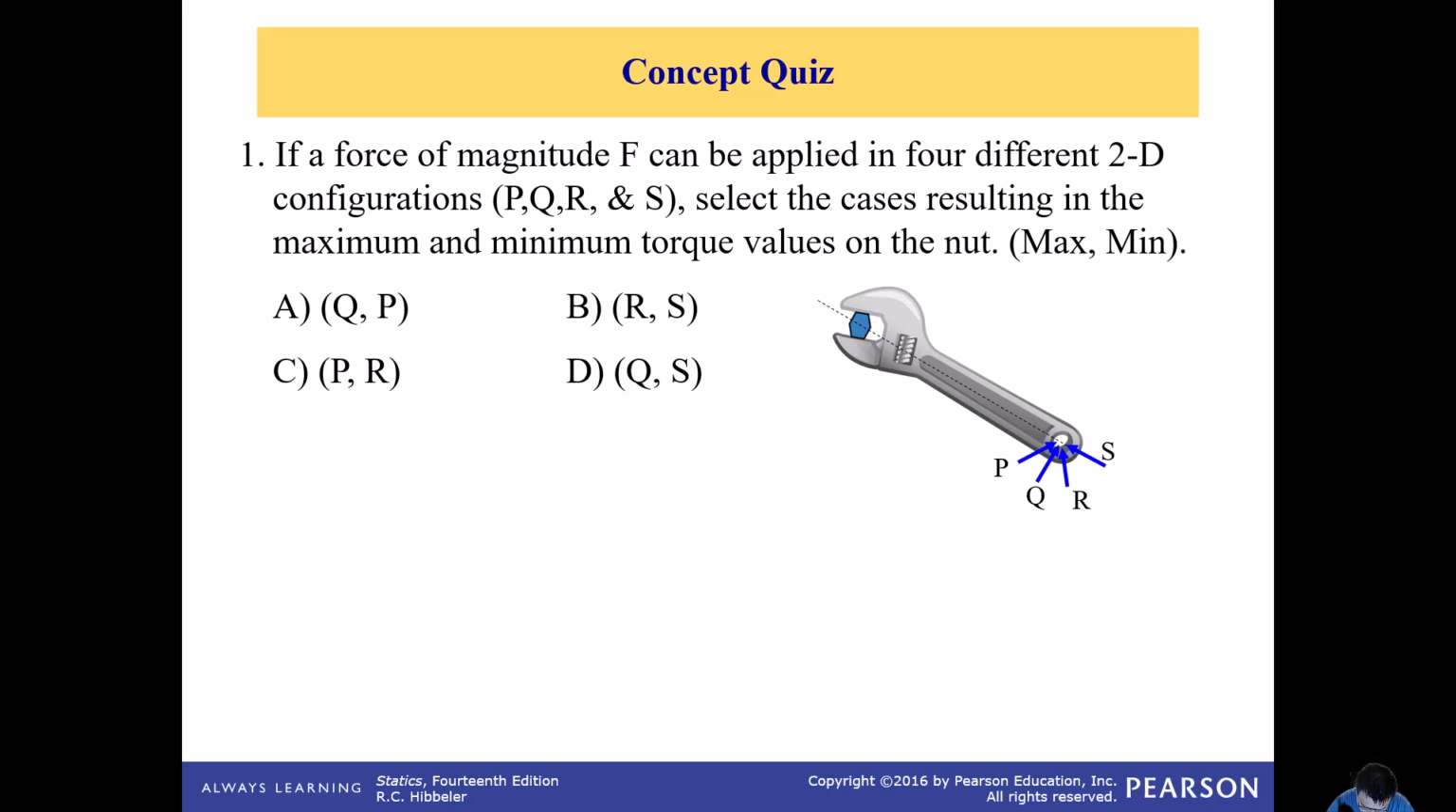Why is the torque minimum when the force is in the x direction? Because if the force is acting along the x direction, the distance between the point and the force's line of action is 0. The point is just on the line of action, which means the torque will be 0. So this is the minimum. And for Q, because we always calculate the perpendicular distance, if the force is working in the direction of Q, its distance is biggest. That's why Q has the maximum torque.